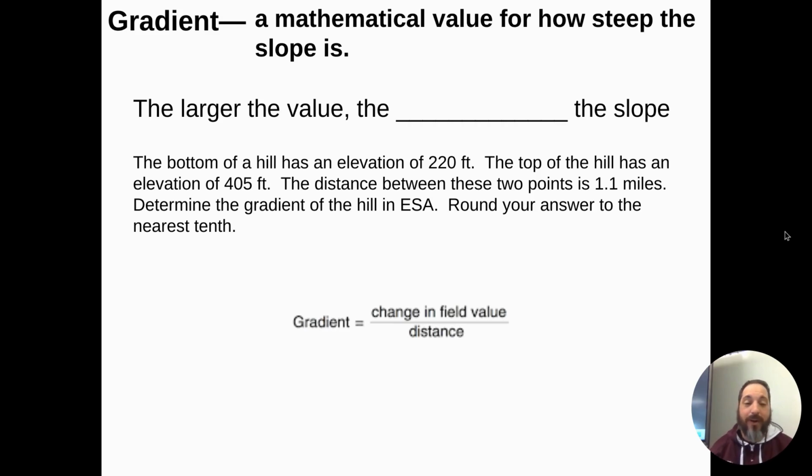So we're going to be looking at our change in elevation. The second part, distance, is going to be how far apart those two things are from each other. If I am looking at this question that I have in front of you, it says the bottom of a hill has an elevation of 220 feet. The top of the hill has an elevation of 405 feet. The distance between these 2 points is 1.1 miles. So we're going to try and figure out what the gradient is in this problem.